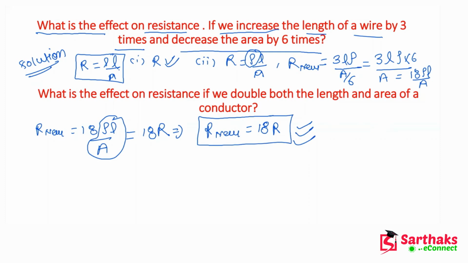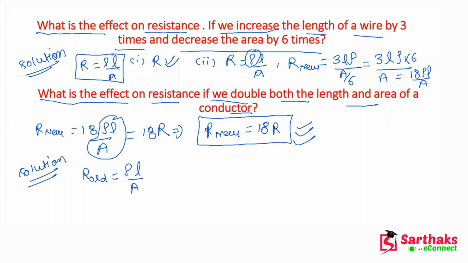Now let's move to the next question: what is the effect on resistance if we double both the length and the area of a conductor? Here also, to write down the solution, I will do the same thing. It is asked that if we double the length and the area, what will be the effect on resistance? First of all, let me write down the previous value of resistance. The previous value of resistance will be rho L by A. Now let me write the new value of resistance.